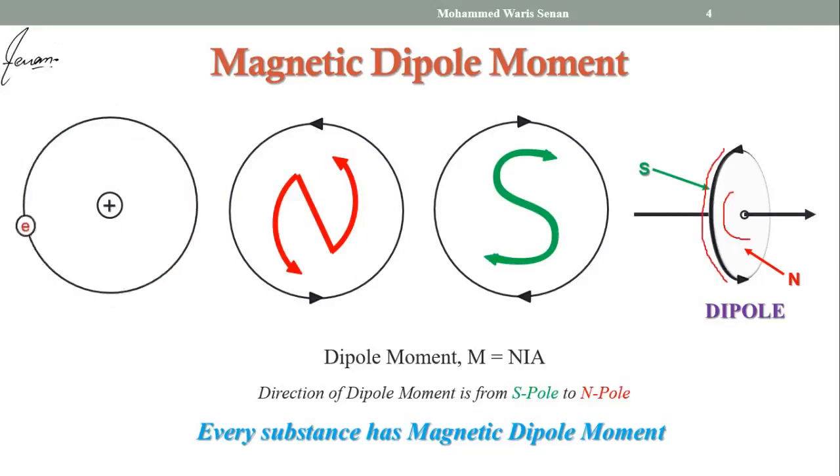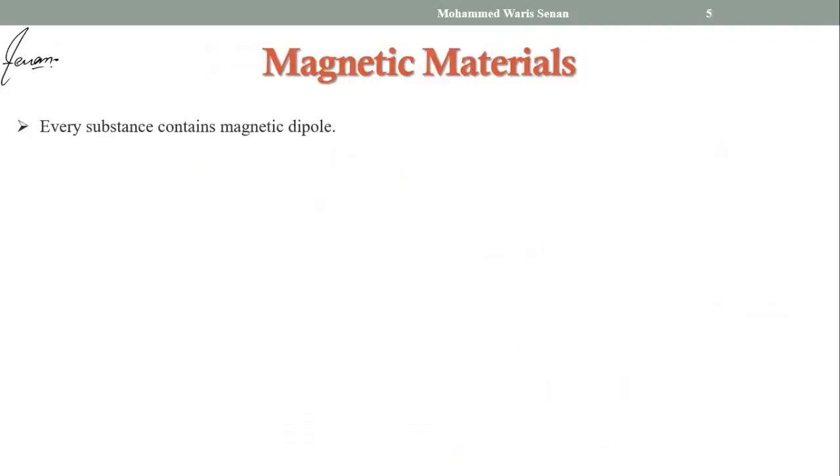Now if dipole moment is there in every substance, then what are magnetic materials? So let us conclude some of the points to discuss how you could define a magnetic material. We know that every substance contains magnetic dipole moment. We have just discussed it. Now these dipoles are arranged in different materials in random order. And why are they arranged in random fashion? Because the atoms and molecules are arranged in random fashion. That is why all the dipoles in a material are arranged in a random fashion.